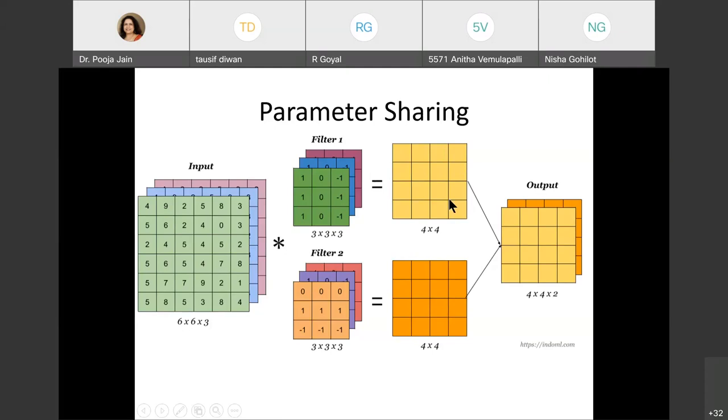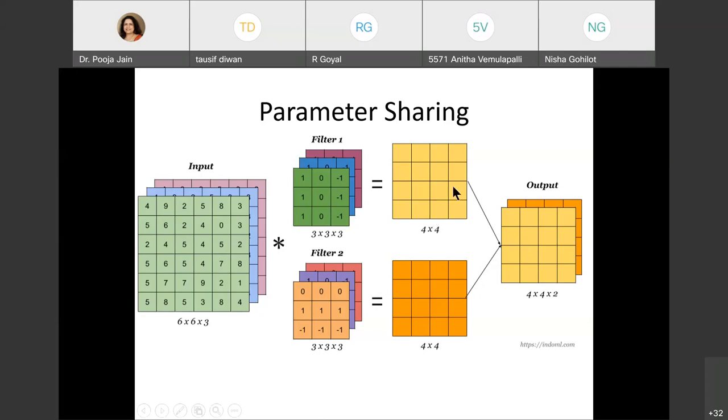What is the depth of this 4x4? Depth is equal to 1. Fine. See here, the depth of the input is 3. Just assume that in any other example the depth of the input is, suppose, 30. If the depth of the input is 30, then the depth of this filter 1 is also 30. Then also, what will be the depth of the output? Depth of the output is equal to 1. Is it clear? Yes, that would be 1.